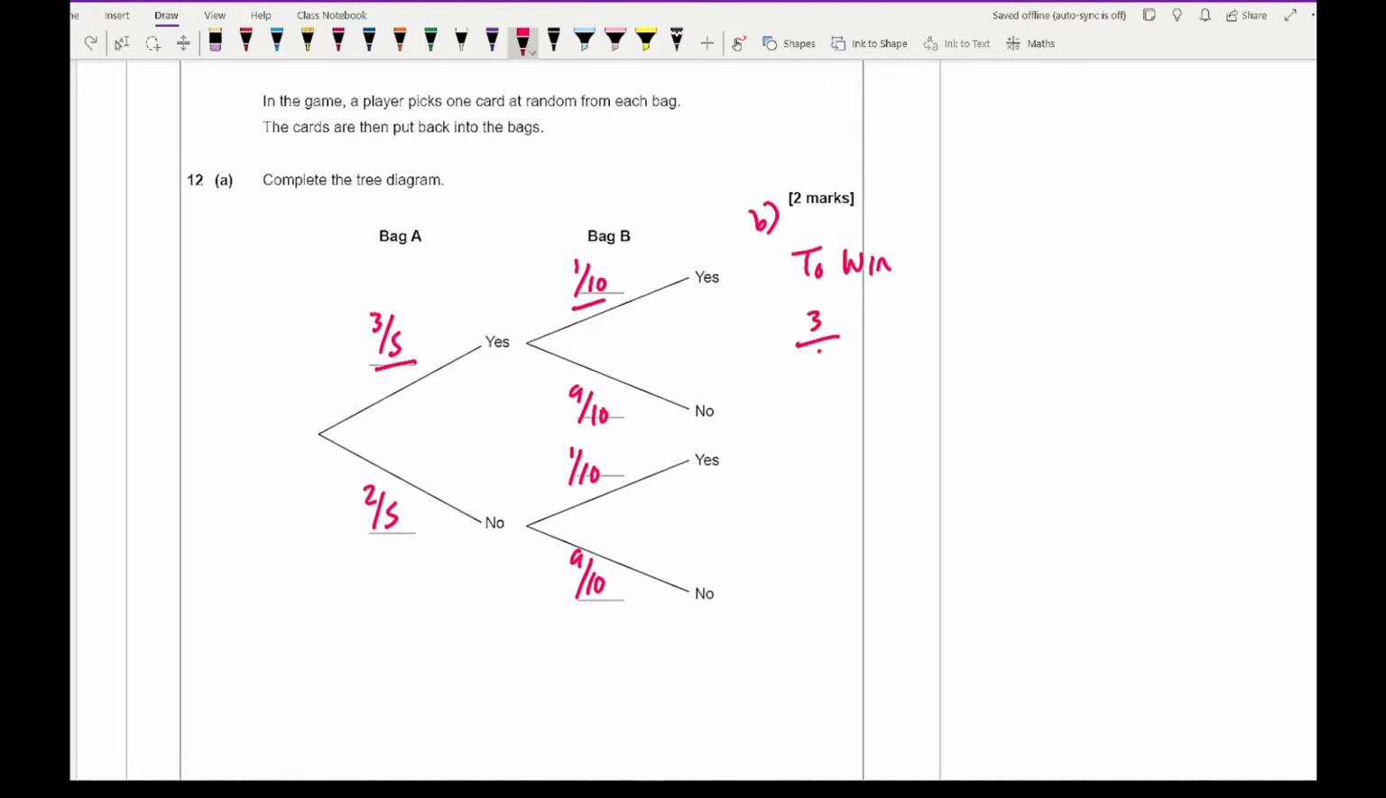So I've got 3/5 times 1/10, which is 3 over 50. I've got 750 people playing the game, so then I've just got to multiply that, and I can cancel this down. So 750 divided by 50 becomes 15, so I'm then looking at an answer of 45.